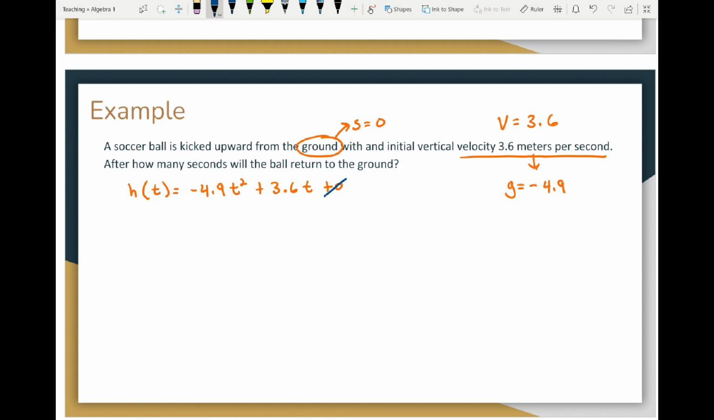So a couple ways you can solve this. I'm going to do all the problems today using the quadratic formula, right? And the quadratic formula basically finds your dependent variable using all the coefficients, right? And just as a reminder, it's negative b plus or minus the square root of b squared minus 4ac all over 2a. And in this case, a is going to be negative 4.9, b is going to be 3.6, and c is 0.